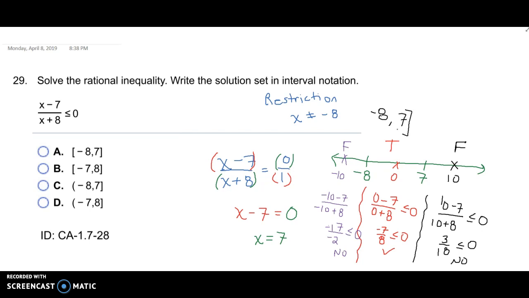7 gets a bracket because it's part of the inequality. Negative 8 gets a parenthesis because it is a restriction. So there was a solution on that one. Just again, carefully cross multiply, solve for x. Hopefully that helped.